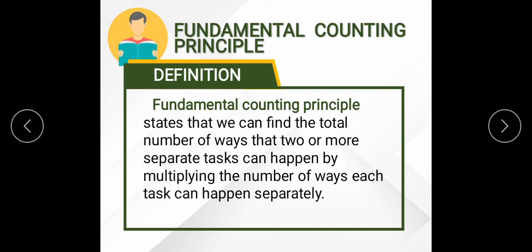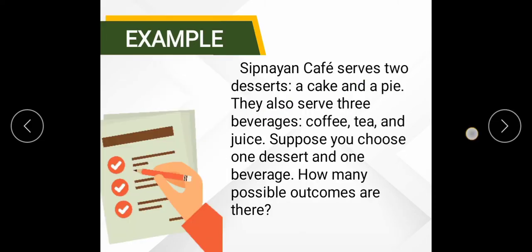Let's proceed with the last example. Sipnayan Cafe serves 2 dessert, a cake, and pie. They are also served 3 beverage, coffee, tea, and juice. Suppose you choose 1 dessert and 1 beverage. How many possible outcomes are there?